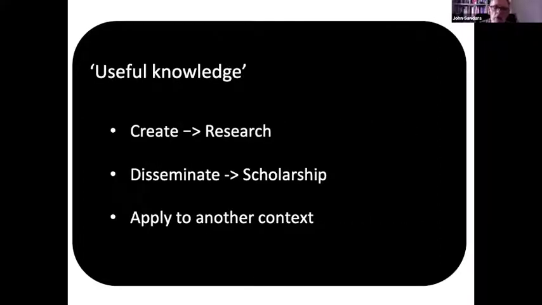And for me, useful knowledge has three components. For knowledge to be useful, we have to create knowledge, and that is through research. We also need to disseminate that useful knowledge to others, and for me, that is the hallmark of scholarship. And we also need to be able to apply useful knowledge across to other contexts. So what is useful for you in one situation, is it useful in another situation?